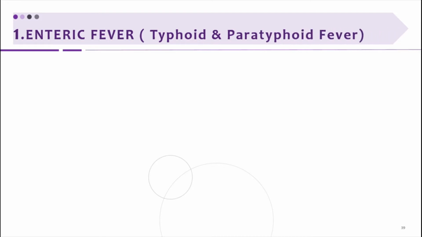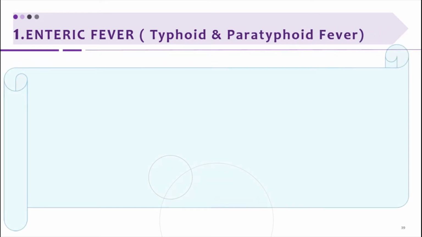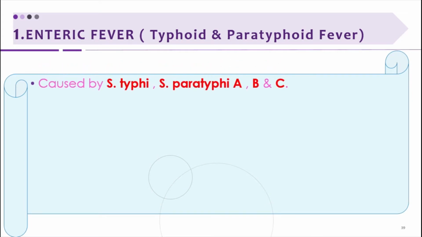First, let us come to enteric fever, or combinedly we can say typhoid and paratyphoid fever. We call it typhoid fever when it is caused only by S. typhi, and paratyphoid fever when it is caused by the paratyphi species, but combinedly we refer to it as enteric fever caused by Salmonella species. Enteric fever is caused by Salmonella paratyphi A, paratyphi B, and paratyphi C. However, there is no S. paratyphi C in India. Only S. paratyphi A and paratyphi B are seen, and among them B is very rare.